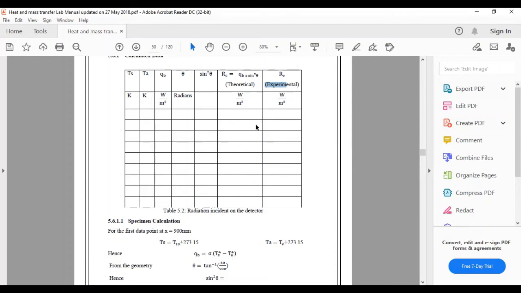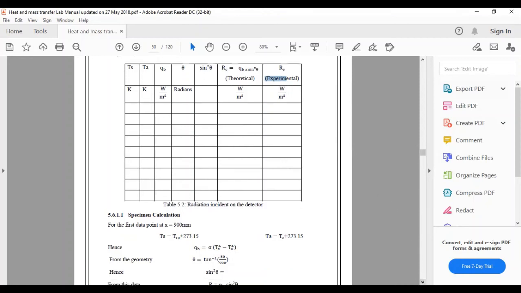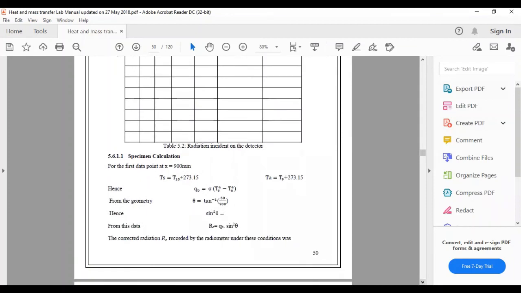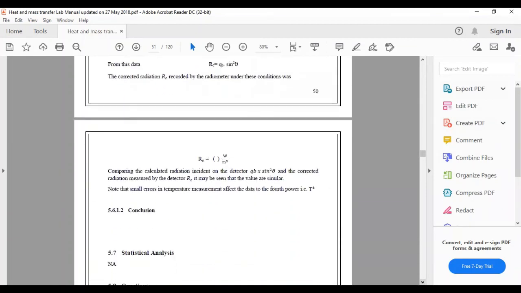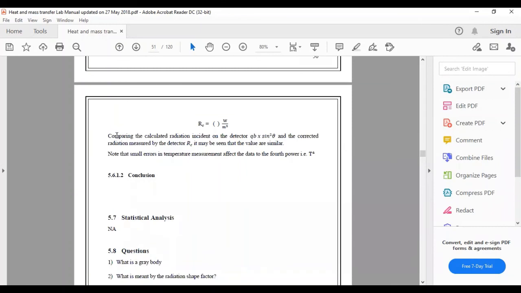And if these two values are not the same and the difference is very large, then we will have to observe what are the factors due to which we are getting the readings in a wrong way. So this is the experiment. If we compare the calculated value with the experimental value, then both should be the same. So that is all about the experiment.